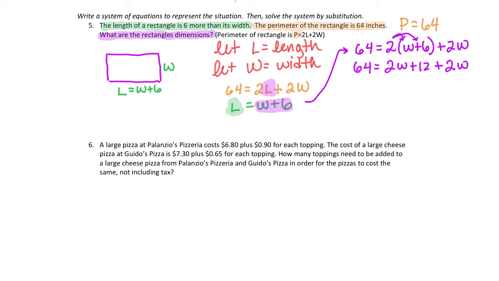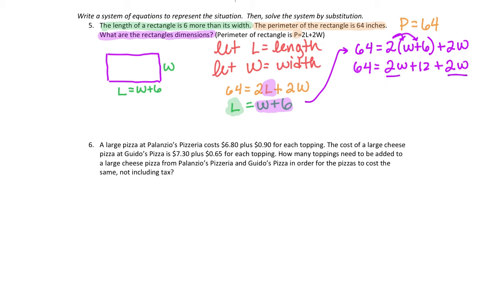In the next step, I distributed the 2. So you can see I now have 64 equals 2W plus 12 plus 2W. I've got both of these two W's on the same side of the equal, so I am going to combine these two.